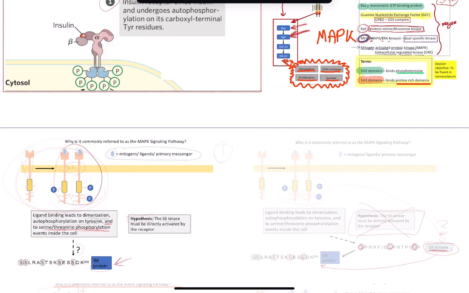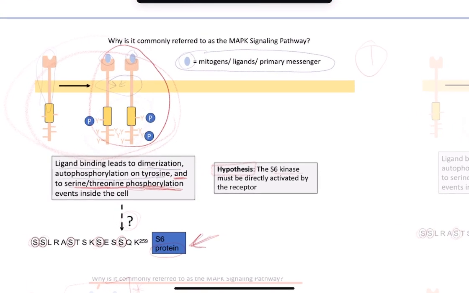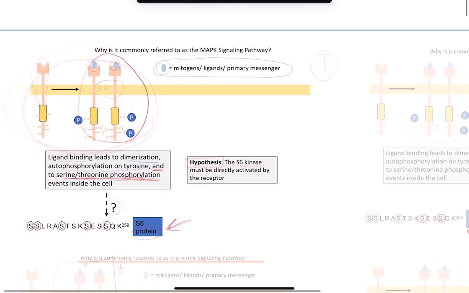Okay, so right here, I'm going to jump a little bit back and forth between the insulin receptor and the epidermal growth factor receptor, and they're relatively similar. We'll go through the minor differences between the two, but the concepts remain, right? So over here, the title is, why is it commonly referred to as the MAPK signaling pathway? Okay, so first thing we see here is this mitogen/ligand/primary messenger. We know that MAPK stands for mitogen activated protein kinase. Mitogen activated. So this is the mitogen. Oh, okay, so the mitogen is just the ligand.